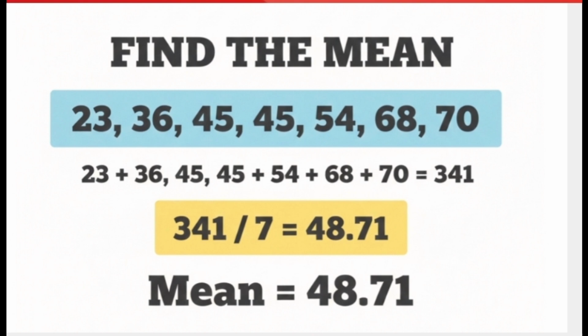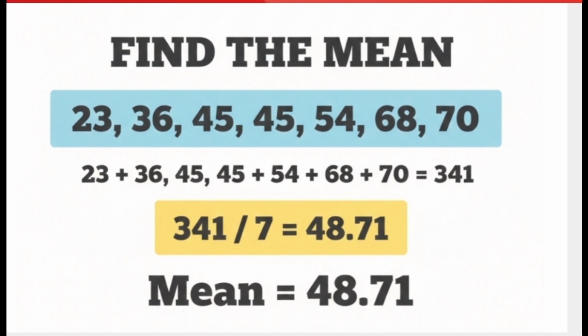Step by step in the story, Mrs. Radibi continued. Step 1, add all the numbers together. So she added them on the board. 23 plus 36 plus 45 plus 45 plus 54 plus 68 plus 70 is equal to 341. Think of this as the total number of marks we are sharing, she said. Step 2, count how many numbers there are. There were 7 marks. Step 3, divide the total by the number of marks.